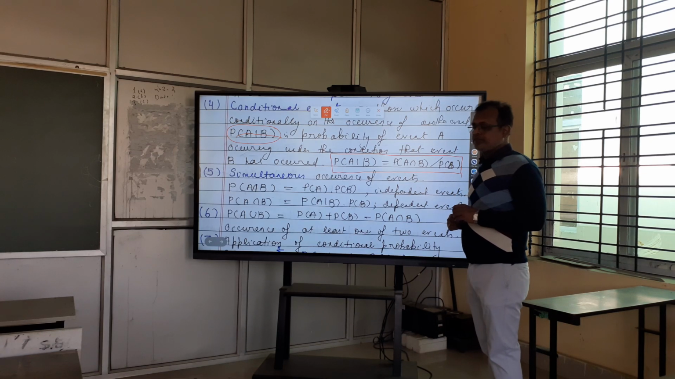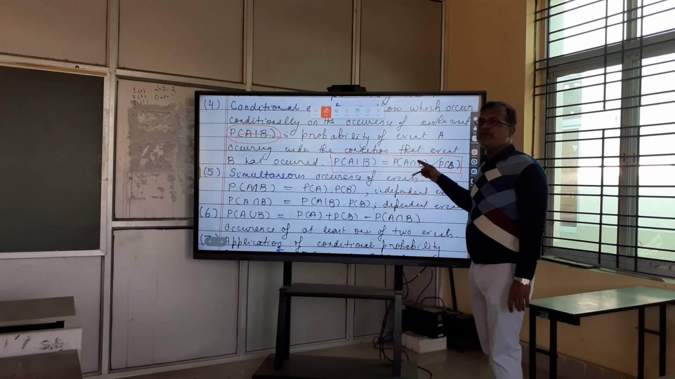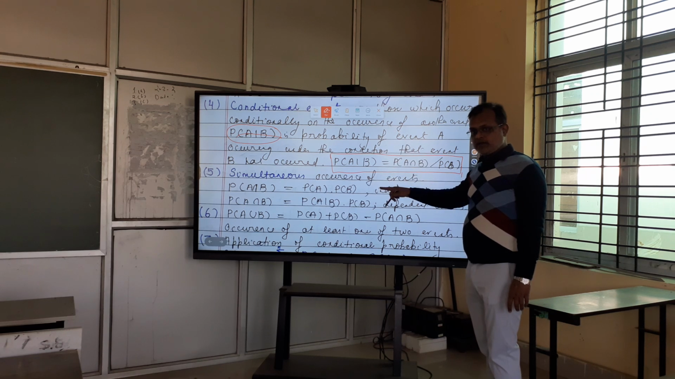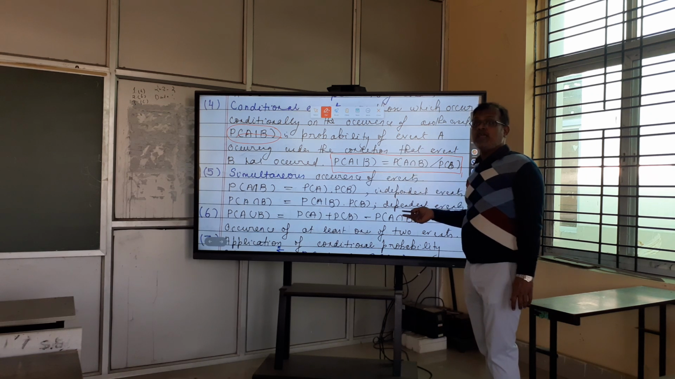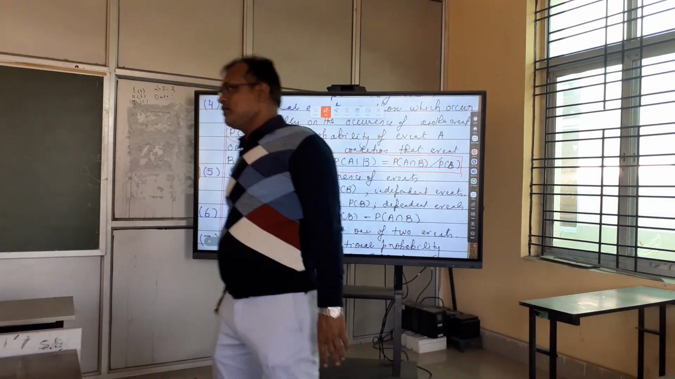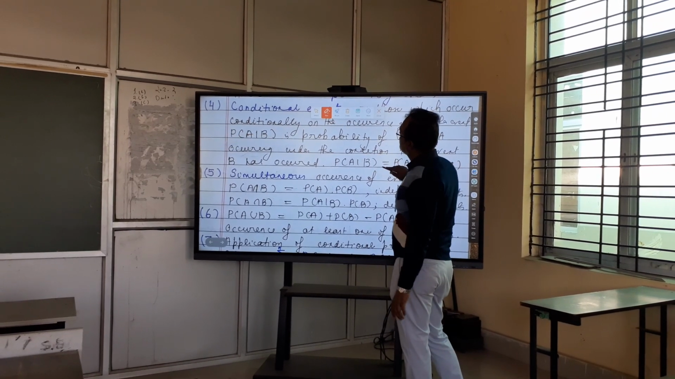If these two events are independent, in that case P(A intersection B) is equal to P(A) into P(B), divided by P(B), so it becomes P(A) only. That means P of A, provided B has happened, is simply equal to P of A if both are independent. It has no dependence on B. So this is called conditional events.